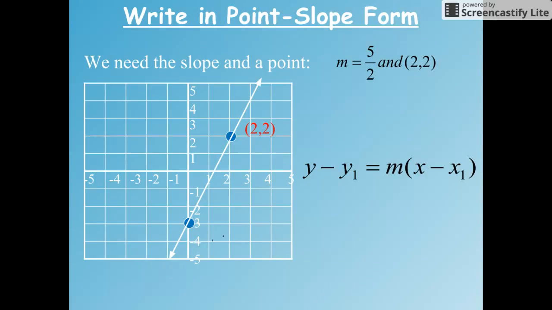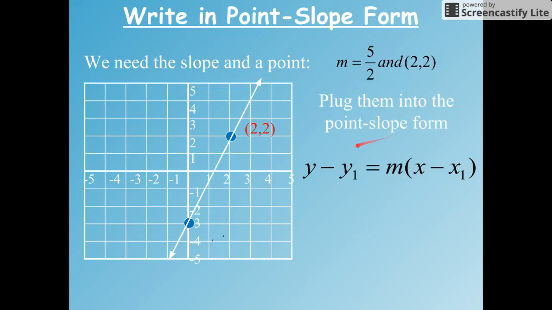Remember that if your line's pointing downhill, the slope is negative, and uphill it's positive. This line is pointing uphill, so my slope is positive. So I'm going to go up 1, 2, 3, 4, 5, and then over 1, 2. So my slope is 5/2. And then we're going to use the point 2, 2. And we could use any point on this line. We could use 3, 4. We could use 0, negative 3. But let's just go with 2, 2 right here.